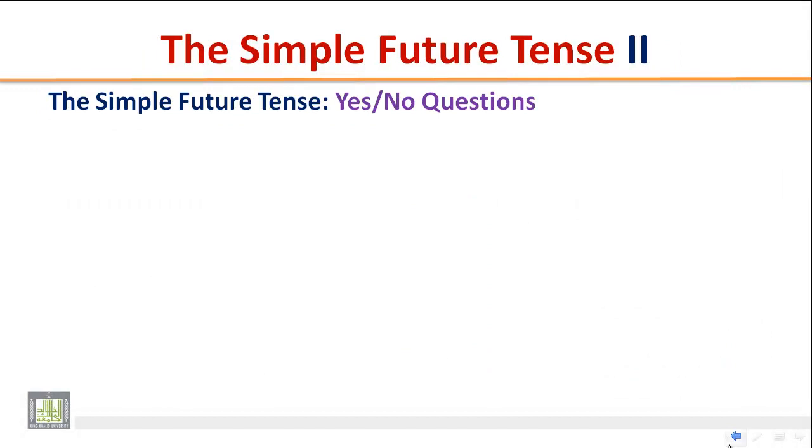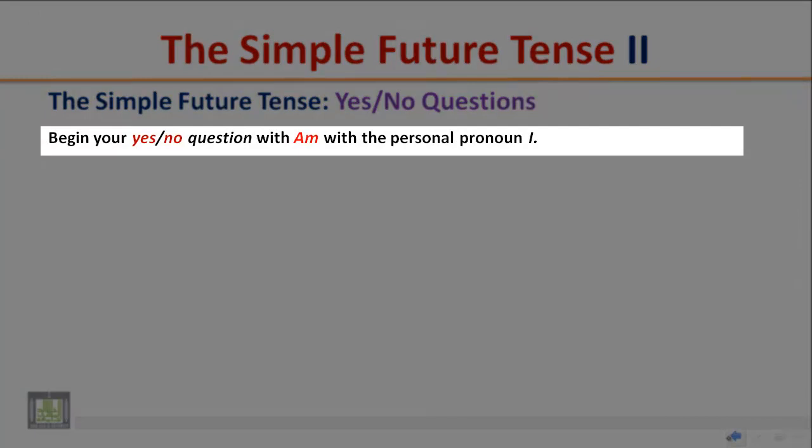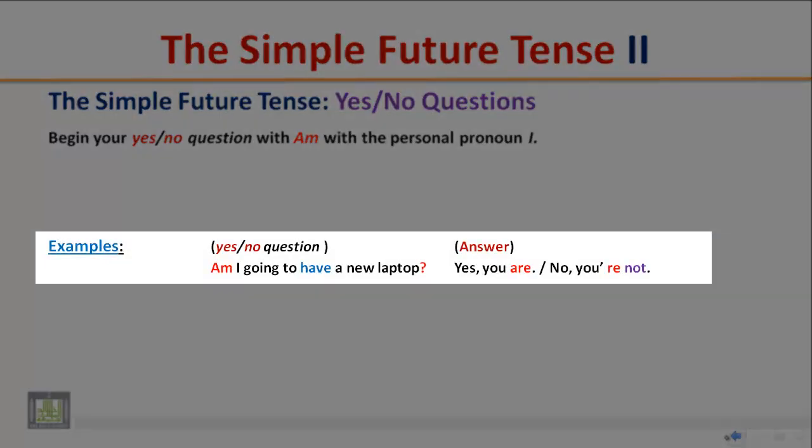The simple future tense, yes-no questions. Begin your yes-no question with am with the personal pronoun I. Example: Am I going to have a new laptop? Answer: Yes, you are, or no, you are not.